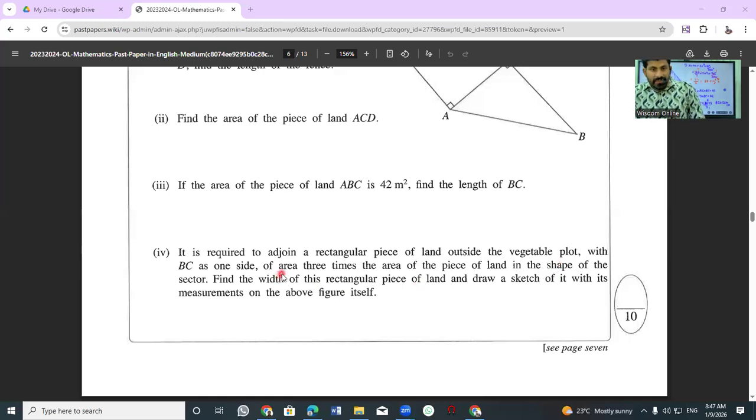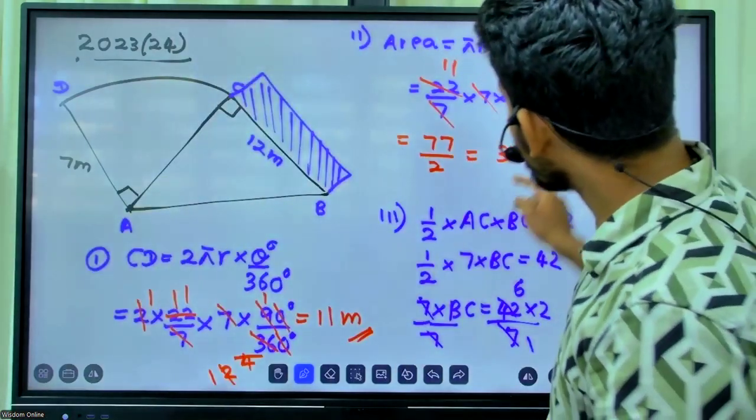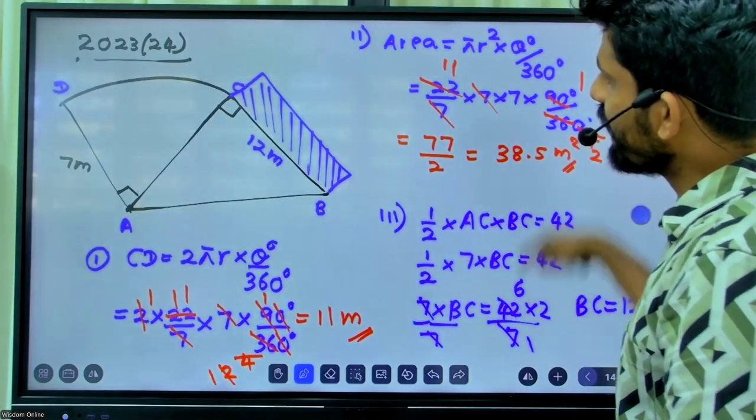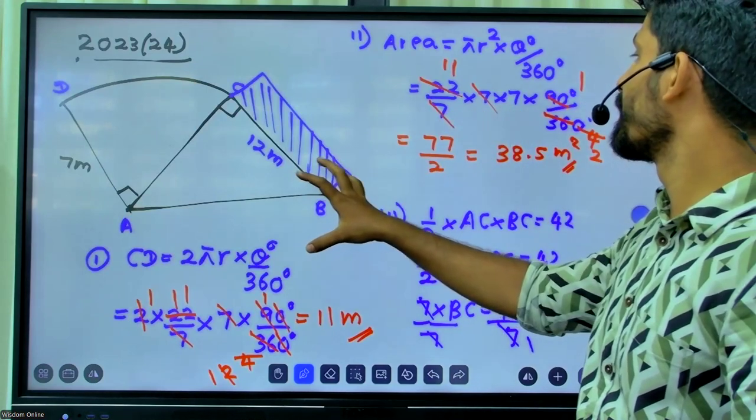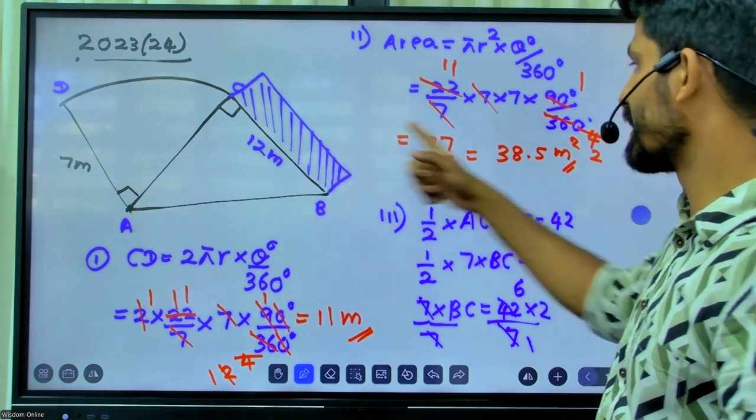Of area 3 times the area of the piece of land in the shape of the sector. Then we need to find the width of the rectangular piece. You need to mention measurements on it. 3 times the area of the sector. What is the area of the sector?